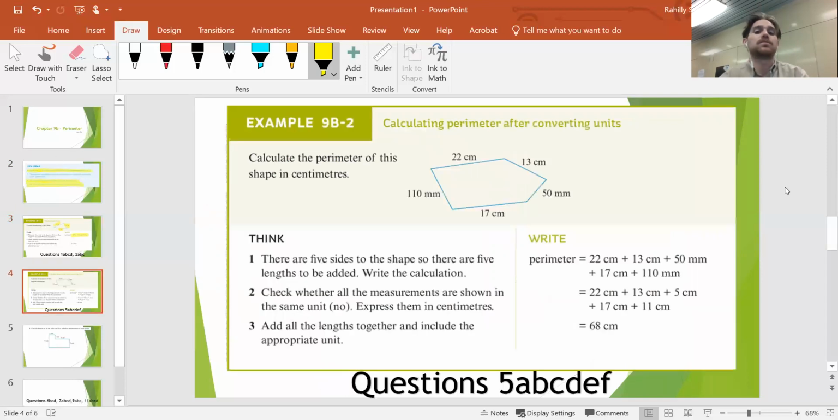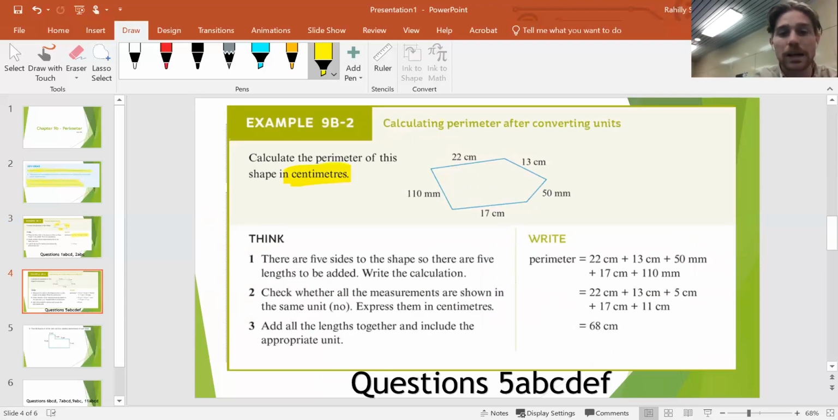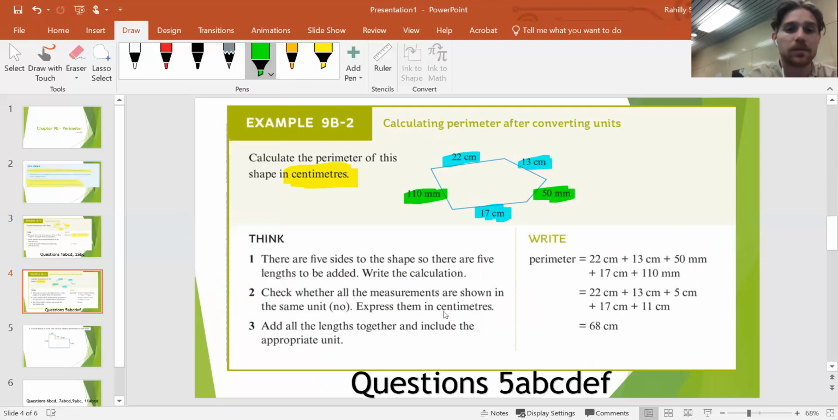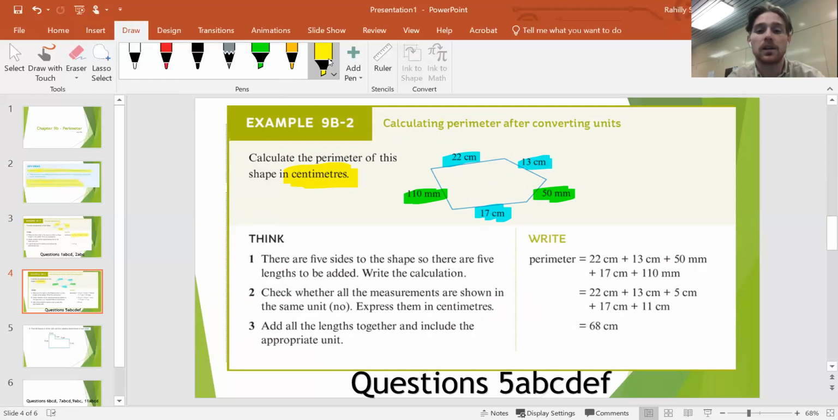Here's the second example. We're calculating the perimeter of this shape in centimeters, so it's telling us what our units have to be in. As you can see, we've got centimeters, centimeters, and centimeters, and then we've got millimeters and millimeters. So we need to work out what those millimeters are as centimeters. There are 5 sides to the shape, so there are 5 lengths to be added. Check whether all the measurements are shown in the same unit. We can see they're not, because we've got a mix of centimeters and millimeters.